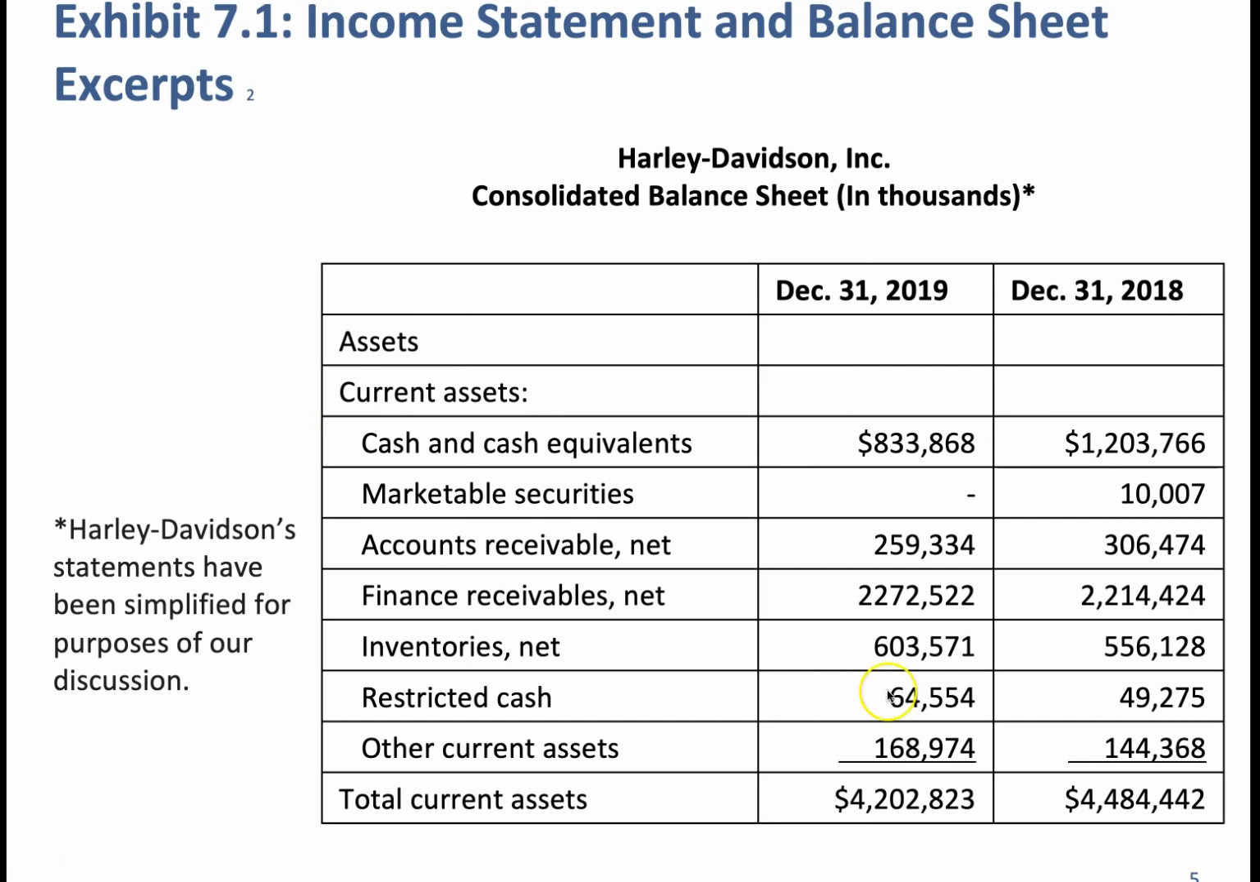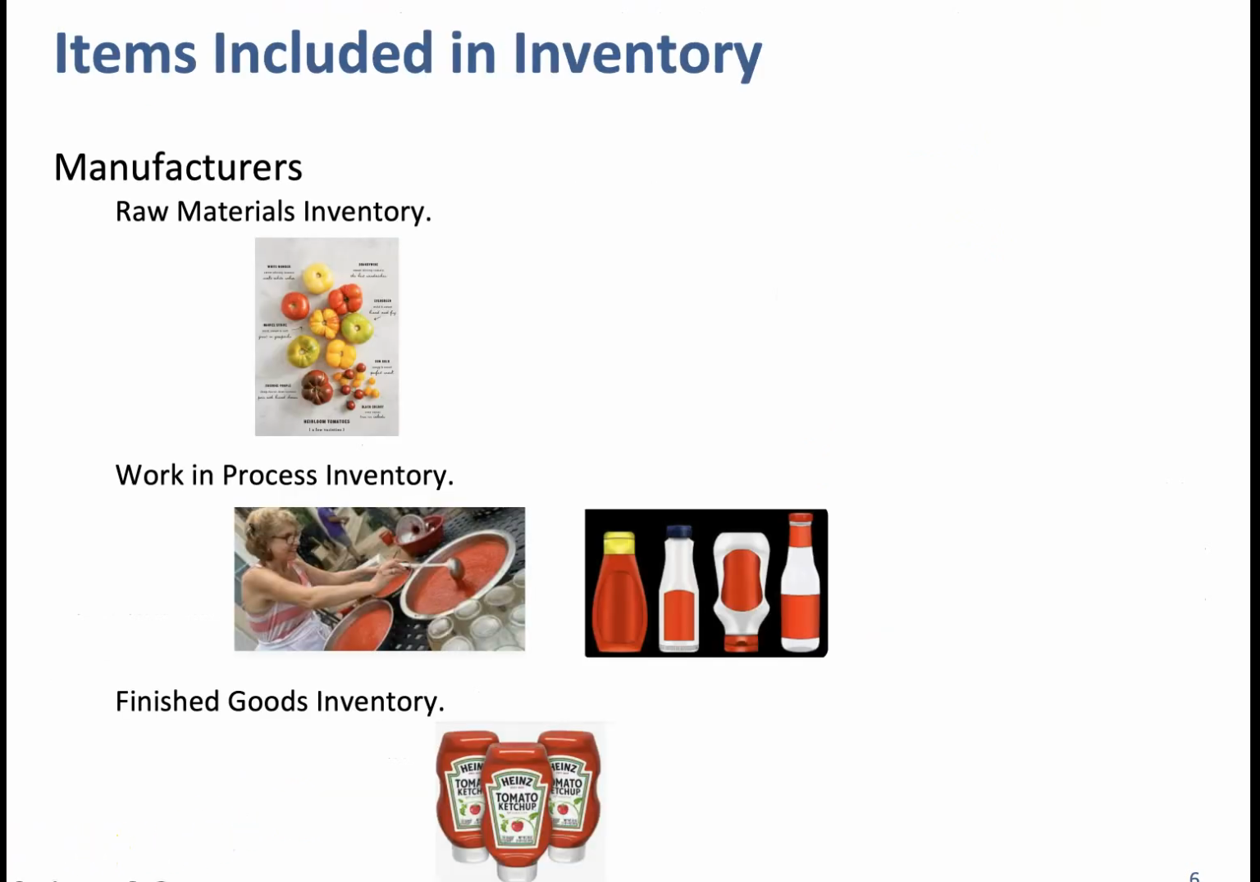On the balance sheet, you will see that the inventories are reported under the current assets, in the net value of $603,571. Again, all the numbers are in thousands. So what is inventory? Inventory is tangible property that is held for sale in the normal course of business or used to produce goods or services for sale.